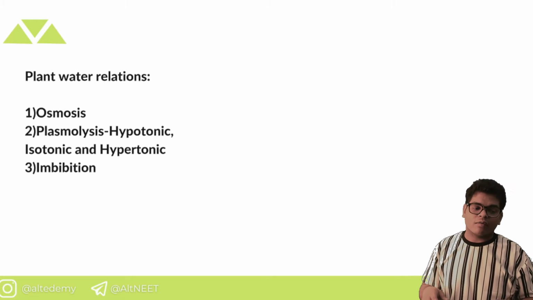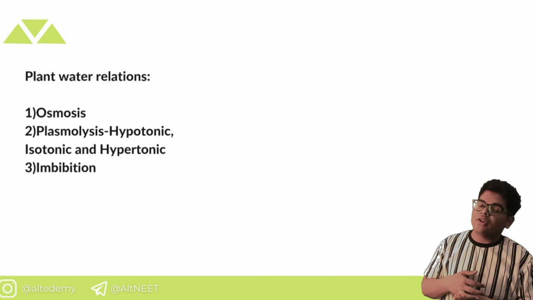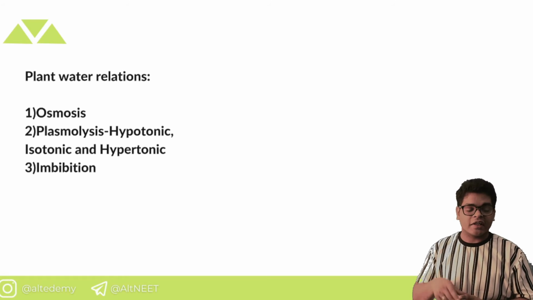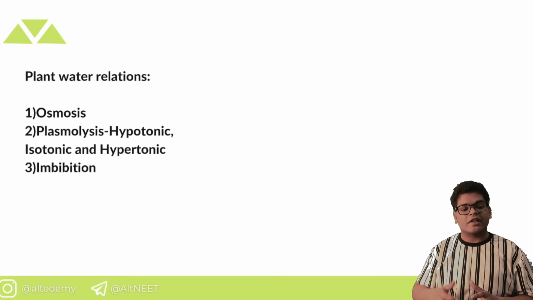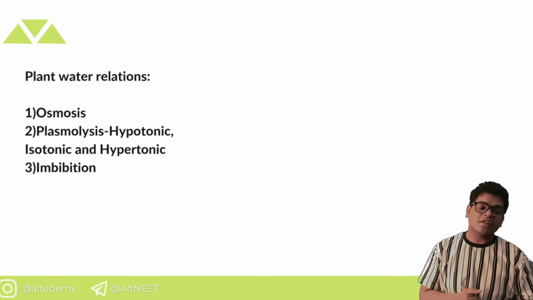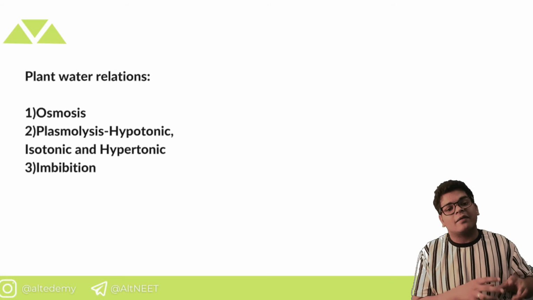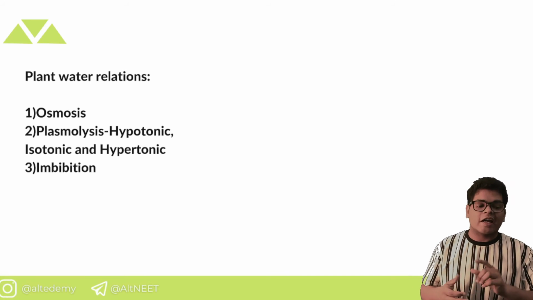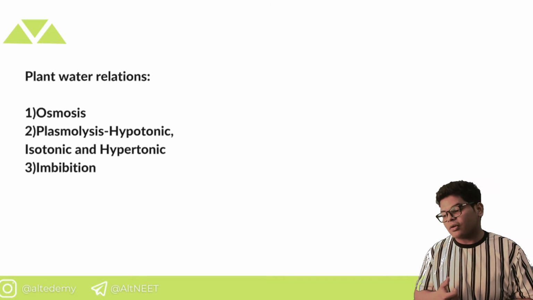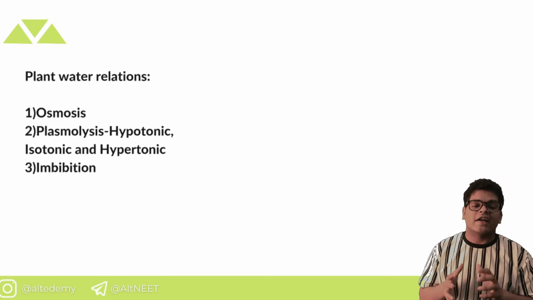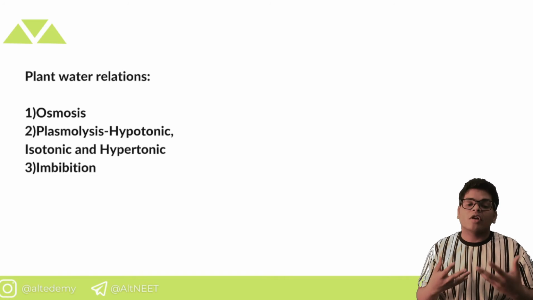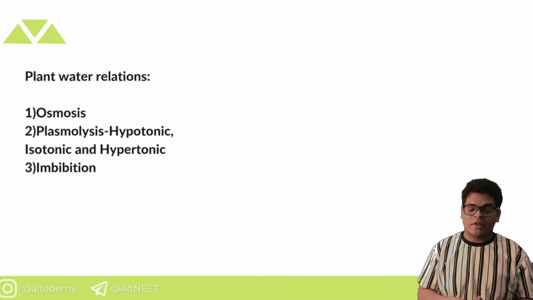Okay, so the next thing we have is osmosis. I have told you that the water moves from a high concentration to a low concentration gradient, and basically it's through a selectively permeable membrane. Okay, so this is osmosis. If we talk about plasmolysis, we have three topics: hypotonic, isotonic and hypertonic solutions. In hypotonic we have a lesser amount of solute, in isotonic we have an equal amount of solute and solvent, in hypertonic we have more solute and less solvent.